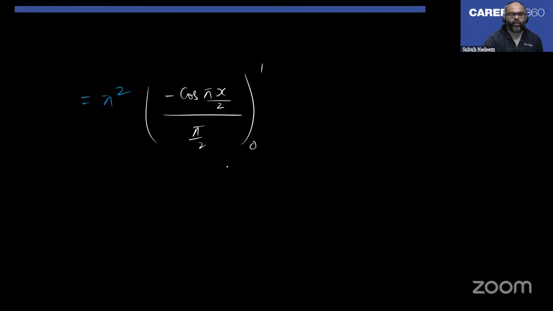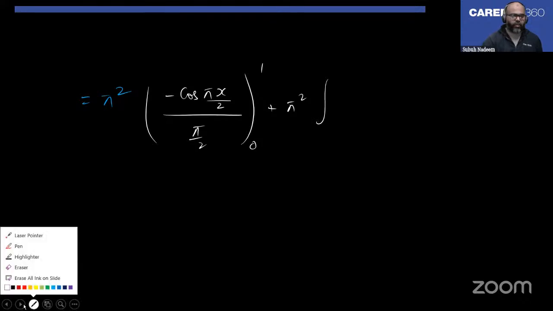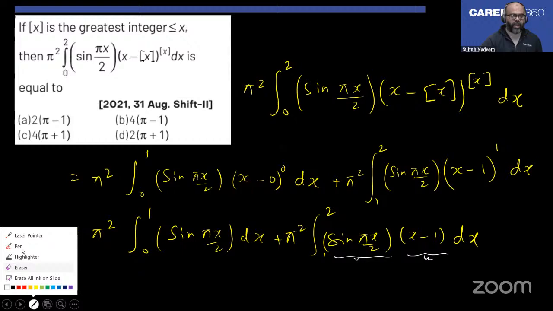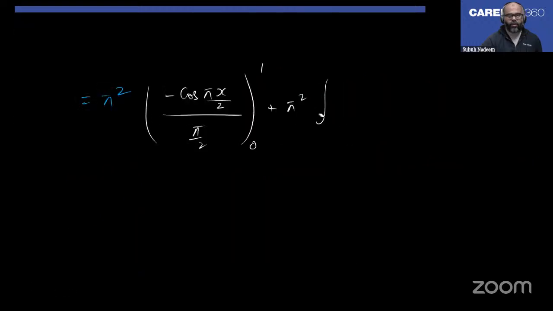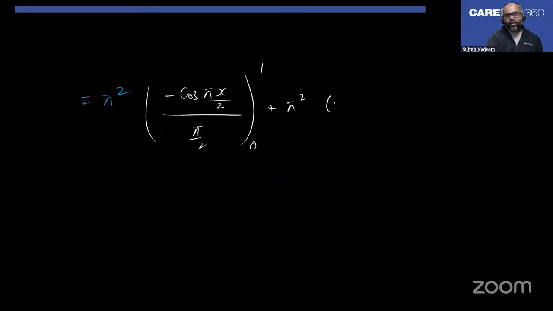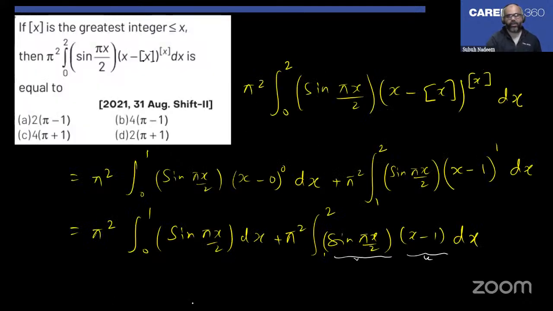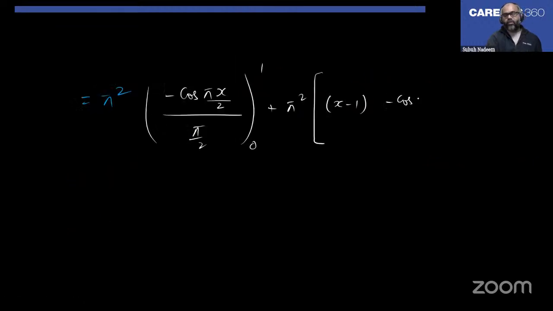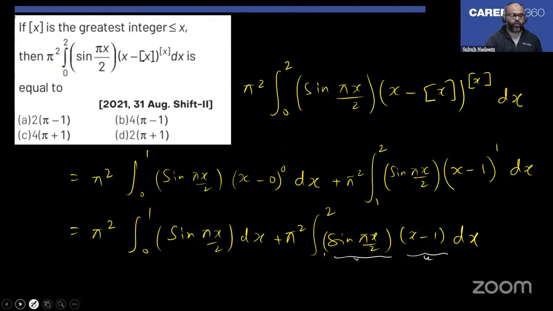So π² first will be, first we will have the integral. So when we integrate by parts, what will happen? The first function, which is x minus 1, into the integral of the second function, which will become minus cos(πx/2) by π/2. And this is between 1 to 2.